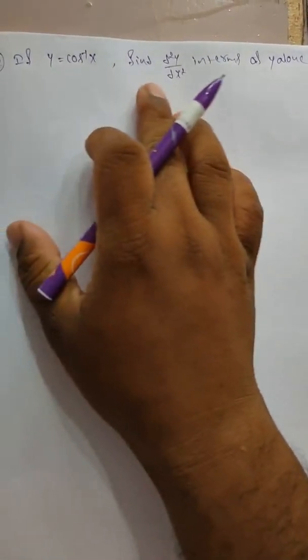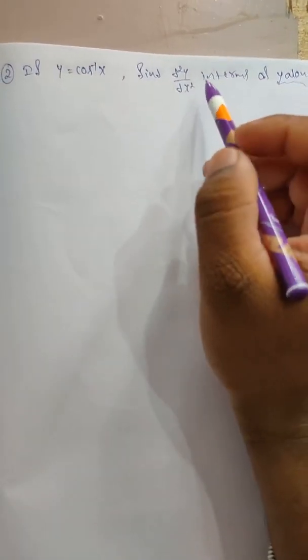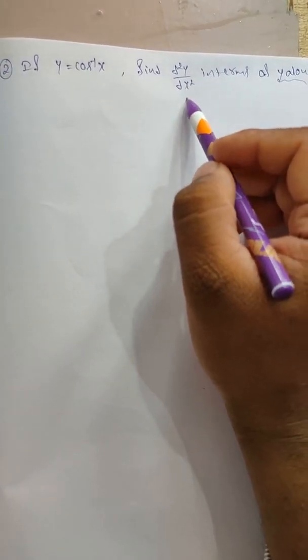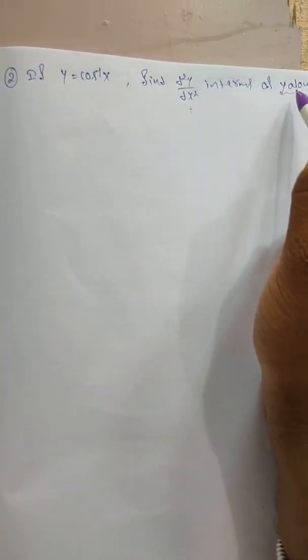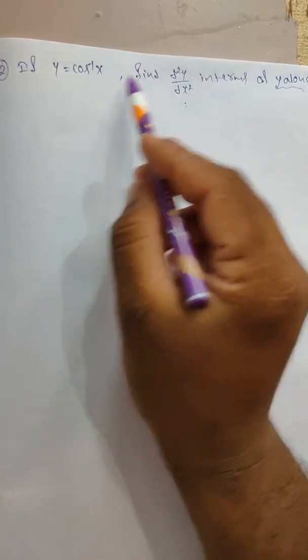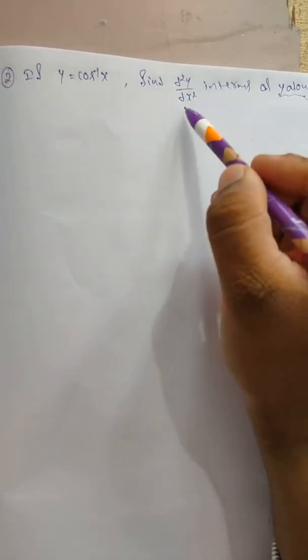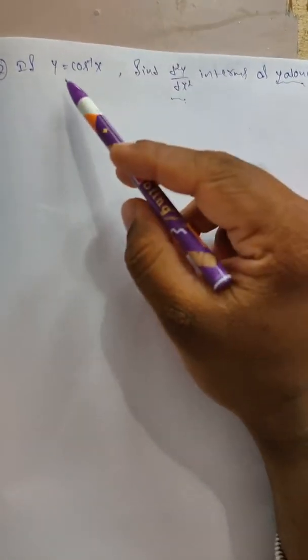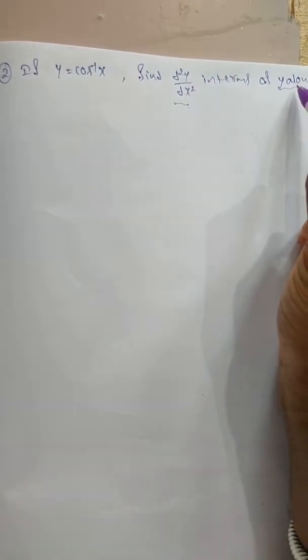See here, what they asked: if y is equal to cos inverse x, find d square y by dx square in terms of y alone. So what is the meaning of y alone? At the end of the result, the equation must be in the form of y. That is the meaning of in terms of y alone. It means the final equation after differentiating the function twice must be in the form of y.